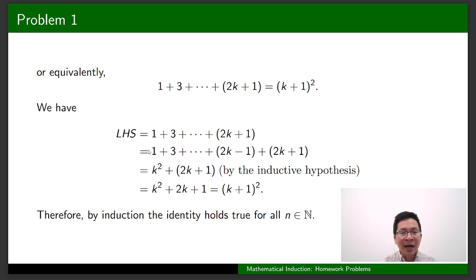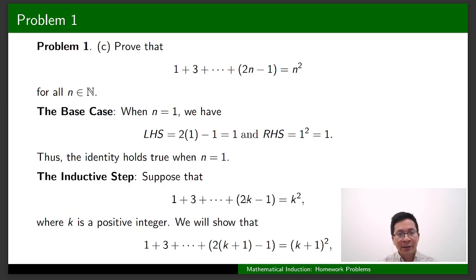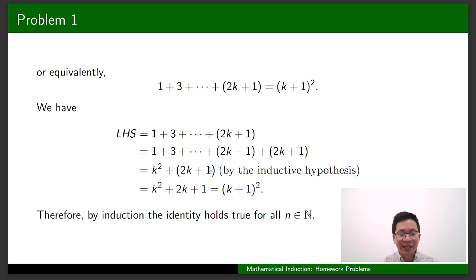Okay, and by the inductive hypothesis, 1 plus 3 plus so on plus 2k minus 1 is k squared here, right? So we're going to do a substitution. So this is equal to k squared. And then you add 2k plus 1. And this is k squared plus 2k plus 1. We factor to have k plus 1 squared. Therefore, by induction, the identity holds for all n in N.